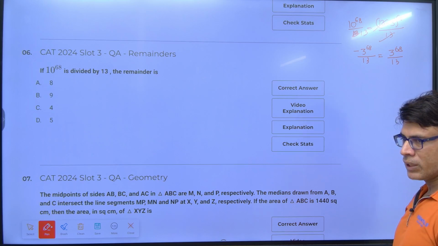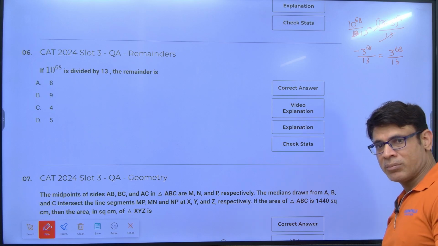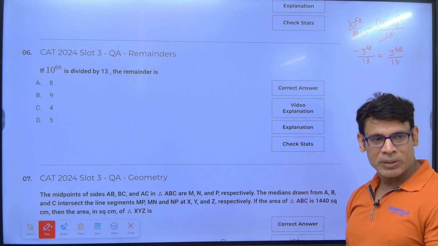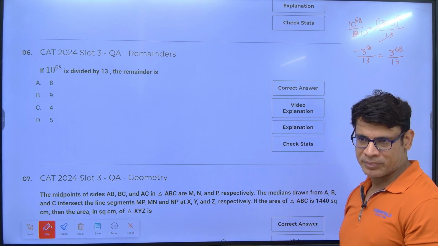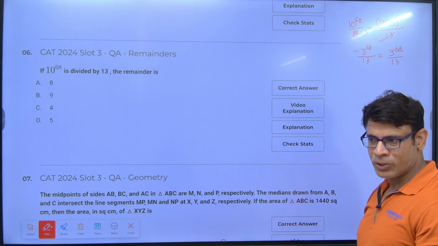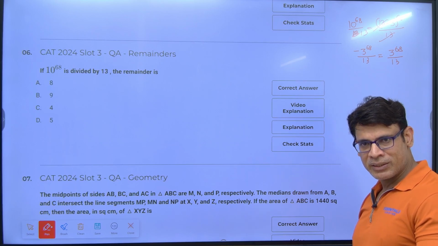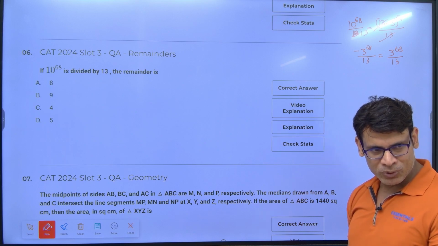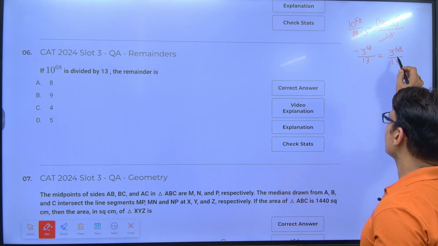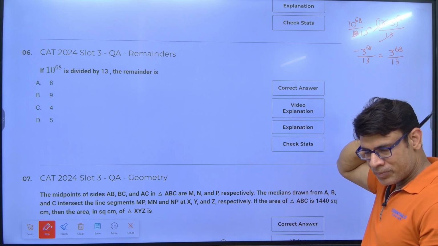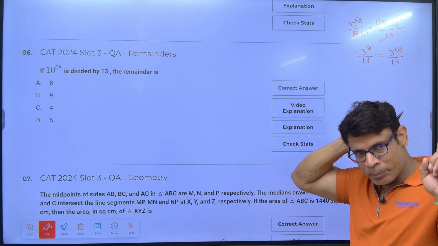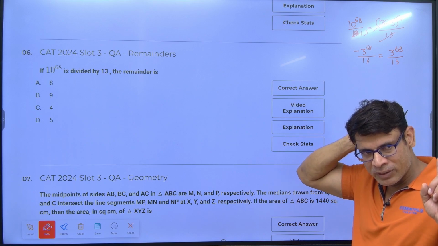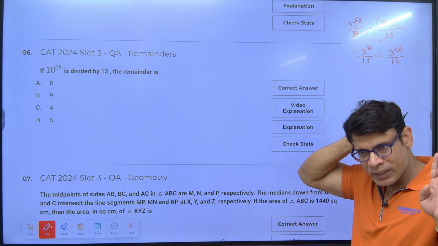Any power of 3 which comes close to a multiple of 13. So 27 and 13 2s are 26, so 3 cube comes close, right? 3 cube, 3 cube is 27 or not? For 3 cube, your power should be a multiple of 3. What is your power?